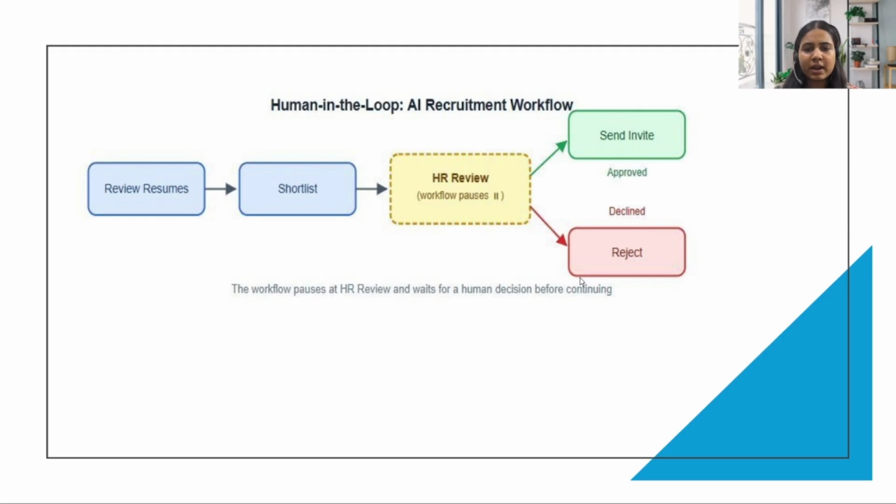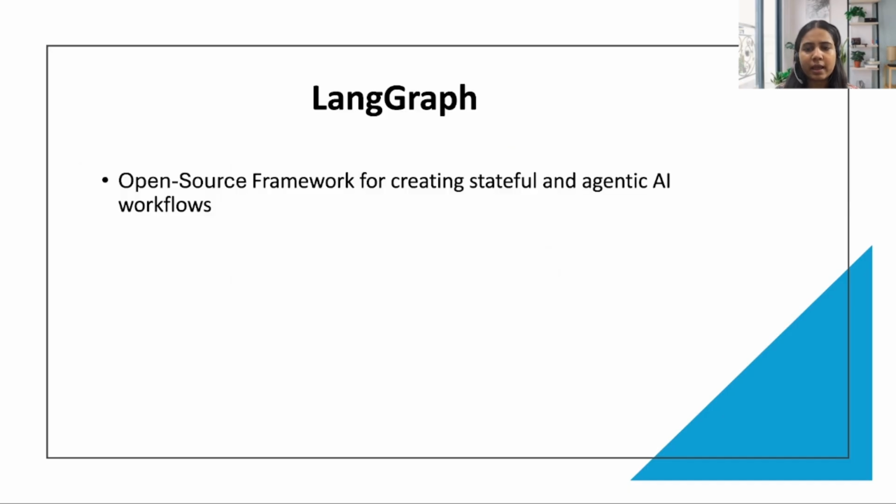So they require this cycle, and a chain won't do. If we go with a chain, it is a sequential process and it will not wait. This is exactly the problem LangGraph was created to solve. Instead of thinking in terms of nested if else statements, we think in terms of connected nodes and relationships. Now, LangGraph is an open source framework for creating stateful and agentic AI workflows.